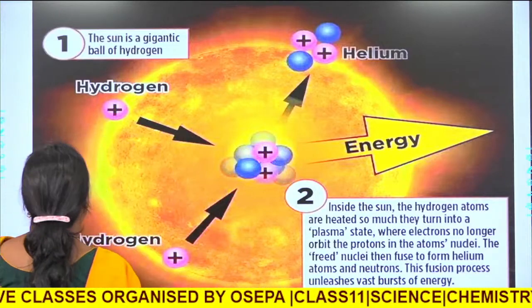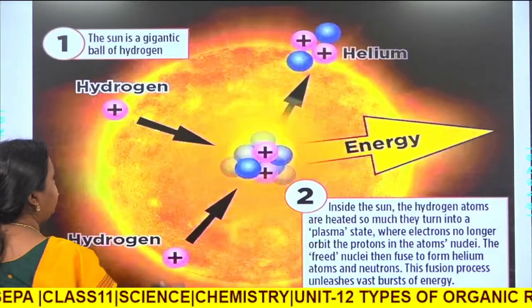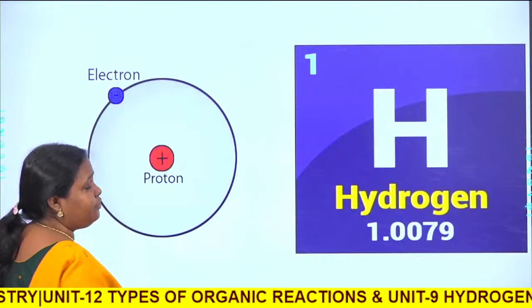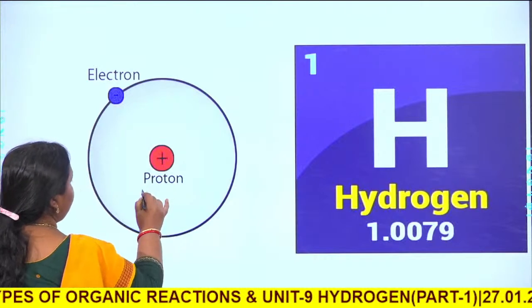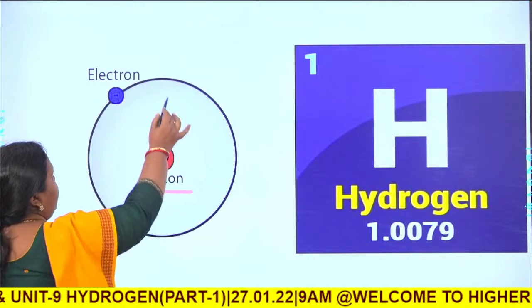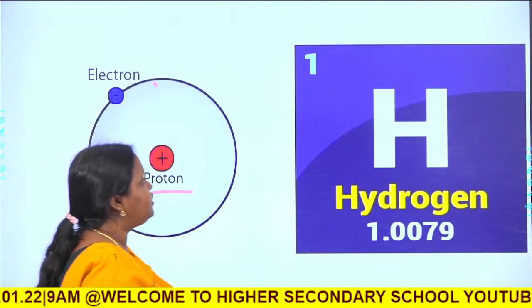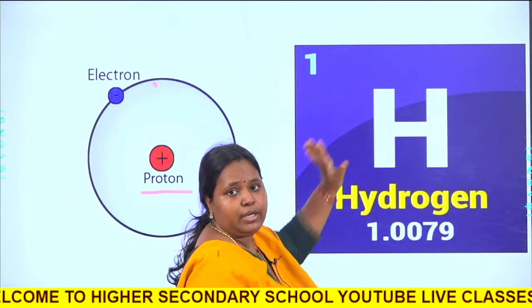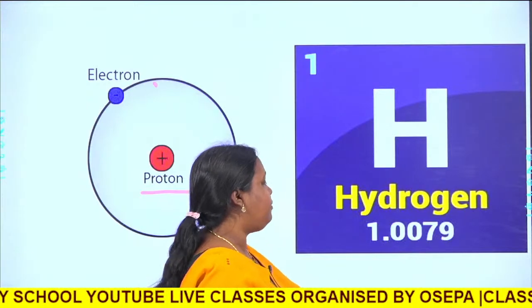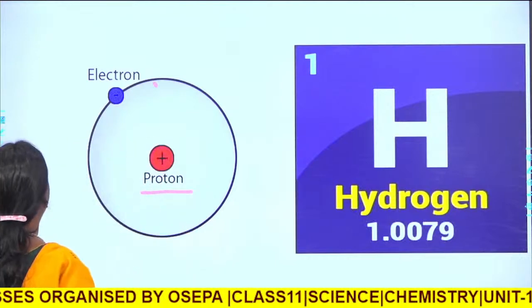It is the lightest element and it is the first element of the periodic table. So the normal hydrogen contains one proton in the nucleus and one electron revolves around it. Hydrogen is written as 1H1. Its mass number is 1 and atomic number is also 1. Atomic mass is approximately 1.0079.